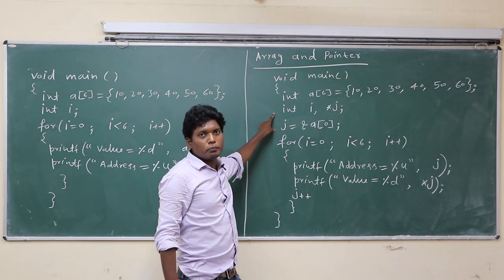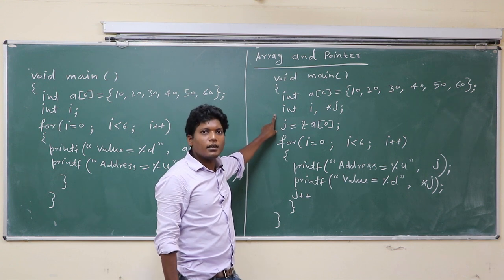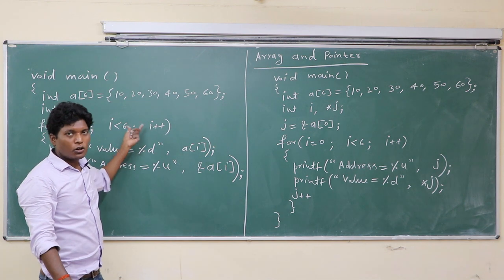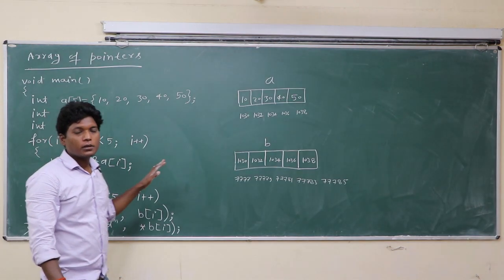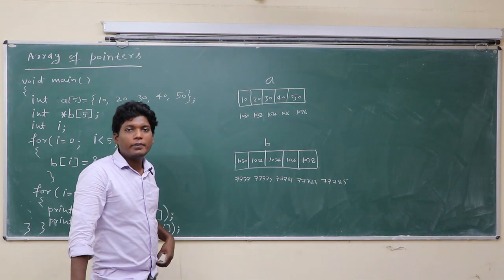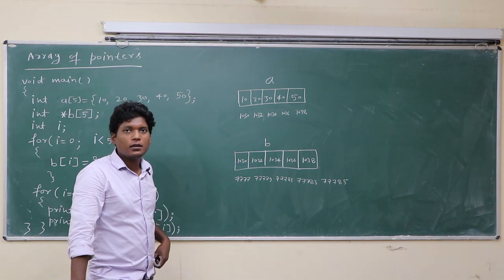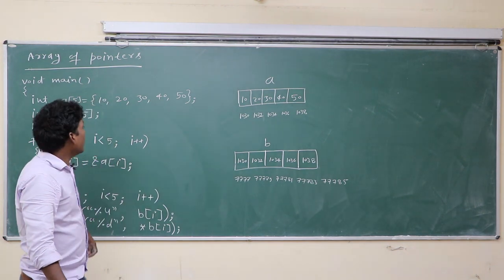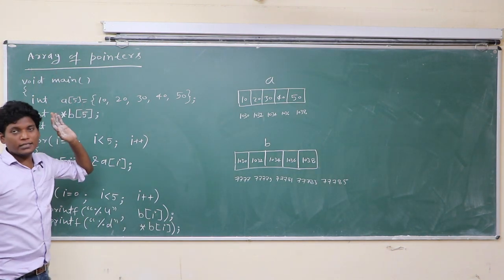Using a pointer, we print the array elements and their addresses, and here the pointer is not used. The problem is the same. In the previous program we implemented the concept of arrays and pointers, where we printed the elements of an array and their block addresses. Okay, here is another problem, that is, an array of pointers.